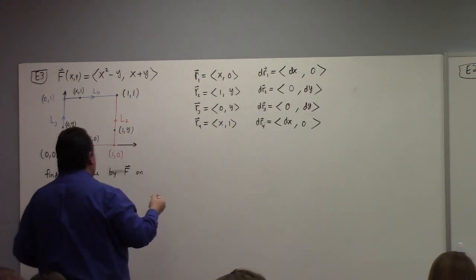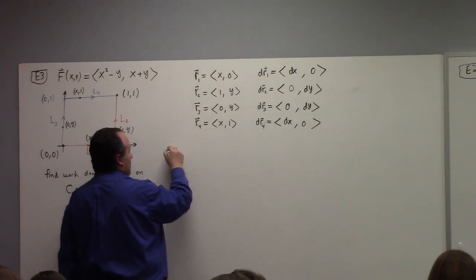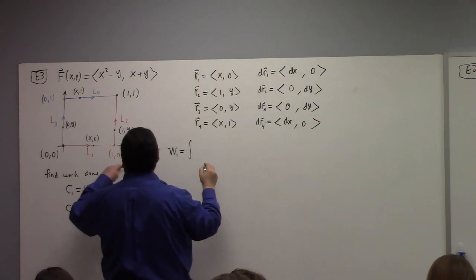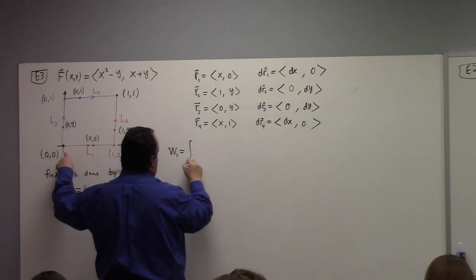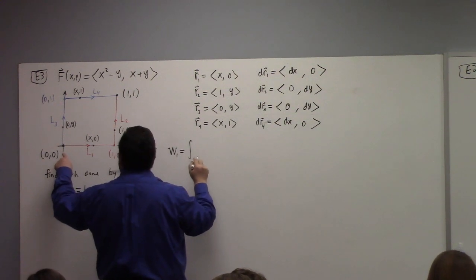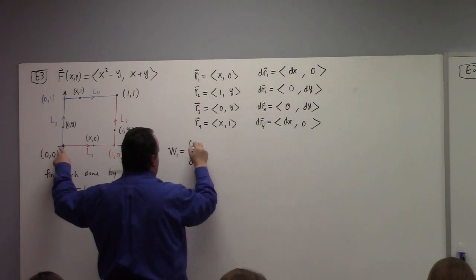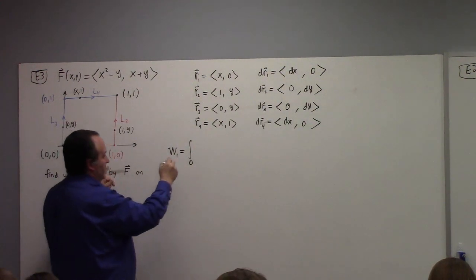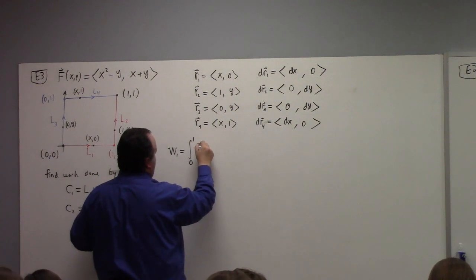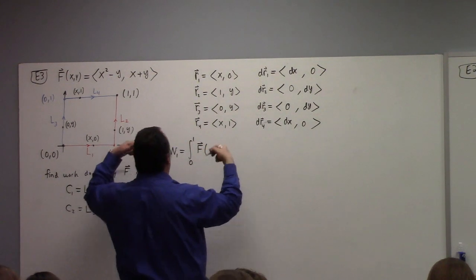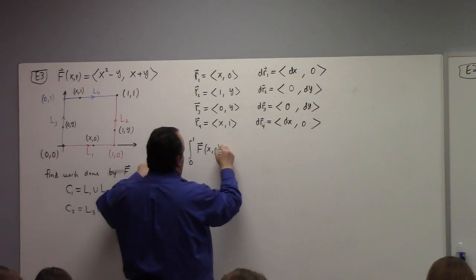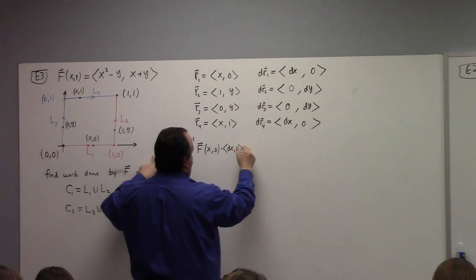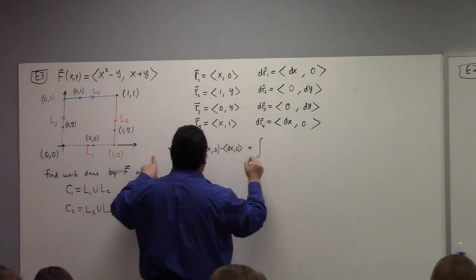And so then I can calculate the work done along curve 1 as the integral over L1. So x goes from 0 to 1 here, right? Integral from 0 to 1 of F evaluated at R1, which is x, 0, and take the dot product with dr1, which is dx, 0. Okay. Then plus the integral.